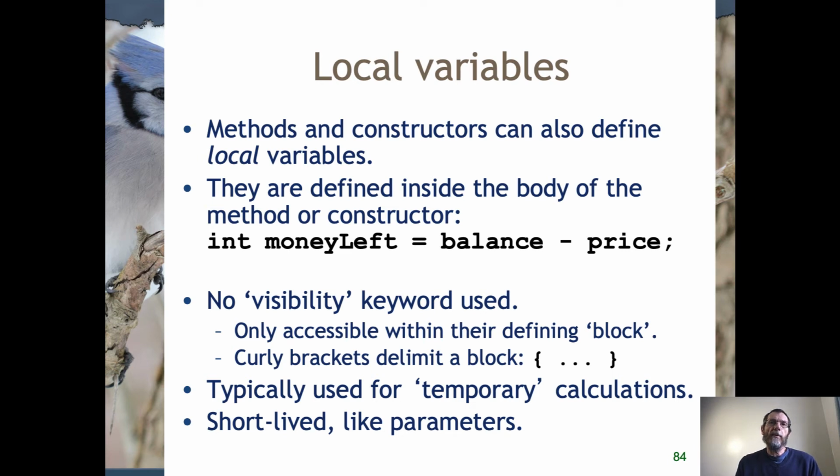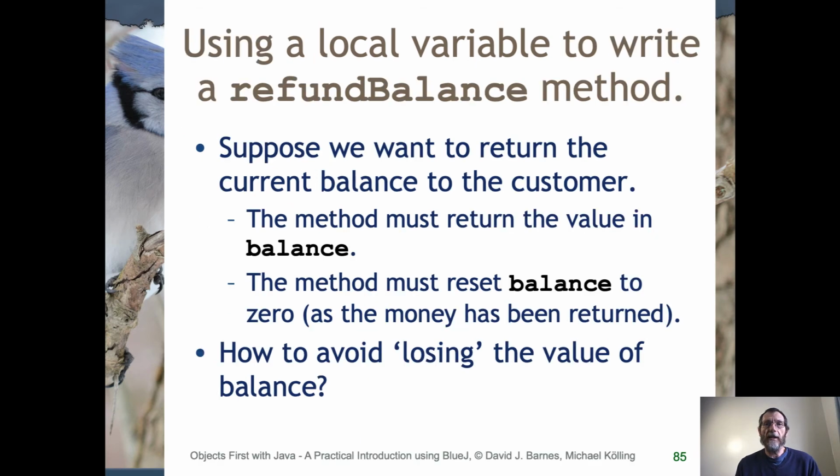So let's look at an example of how we might make use of a local variable in order to write a particular method. Suppose we want to give the ability to a customer to have extra money returned to them from the machine. So they put some money in, it's too much for a ticket, they printed the ticket, and now there's excess money in the machine, we want them to get a refund. And so the machine is going to return the amount of the refund from a method. But if the money is being returned to the customer, then clearly we need to set the balance to be zero because that money is not going to be in the machine anymore.